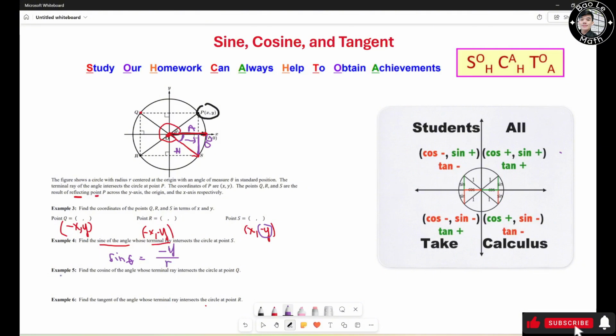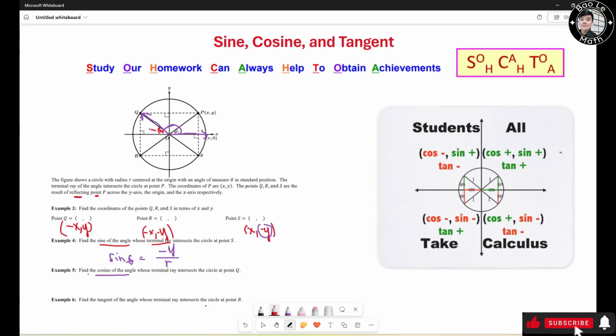Okay, example number 5. Find the cosine of the angle whose terminal ray intersects the circle at point Q. So the terminal ray is right here, and the initial ray right here, and this is the angle theta. Now, we cannot use this angle; we need to use the reference angle. So the reference angle is right here.